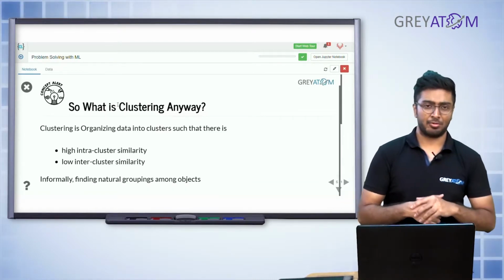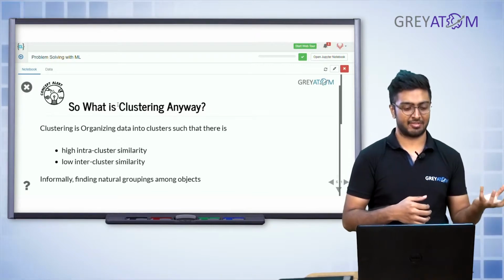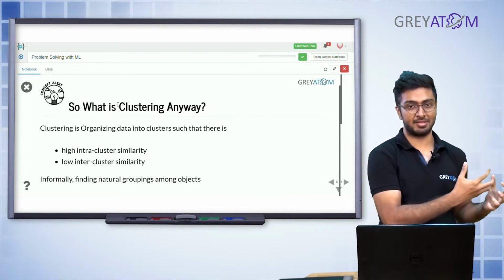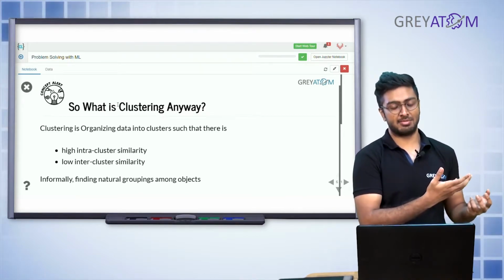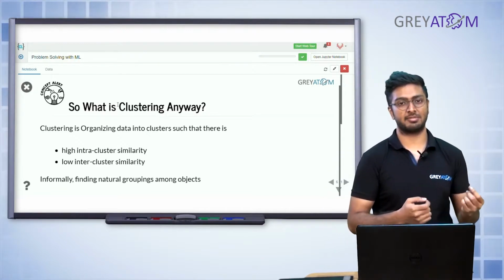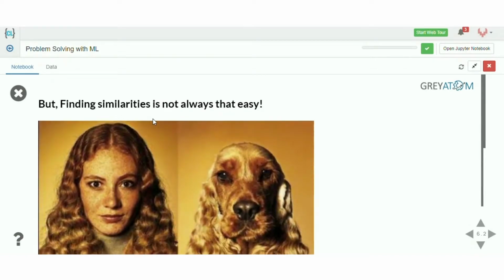So I have already told you clustering is this concept where you have clusters with very high intra-cluster similarity, which means items within one cluster are extremely similar, and low inter-cluster similarity, which means items from different clusters are not very similar.